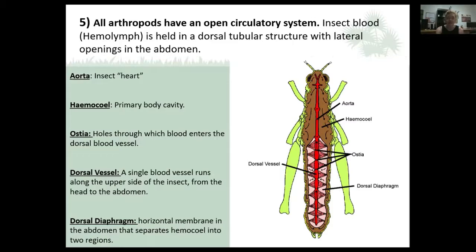Insects do have what we would consider to be a heart, along with the vessels along their dorsal side. If you think of dorsal, it's like the dorsal fin of a dolphin, so that'll be our backside, which has a contraction function to pump the hemolymph throughout the insect, which is kind of like a heart. So in this pictograph, the aorta would be like the heart.